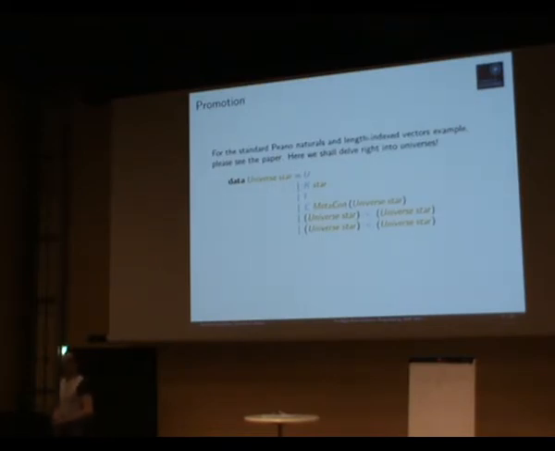Okay, let's delve into promotion. In the paper, you can find a standard example of natural numbers. Here we go straight into universes for generic programming. So let's say you want to define a representation of the structure of types as a data type. You can define a data type, call it universe. You can ignore this star for now, the argument.